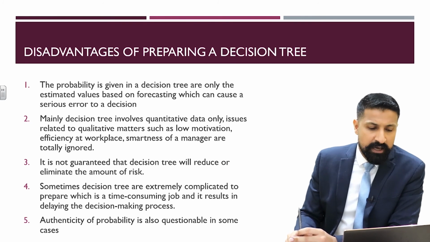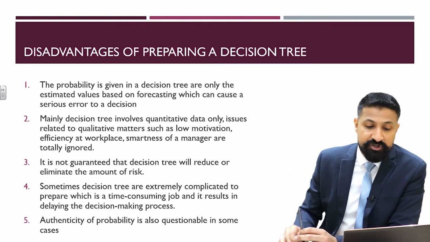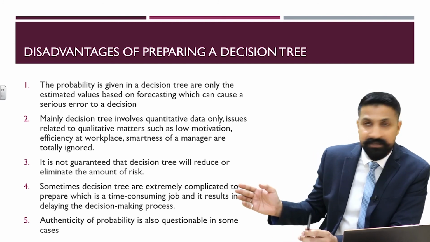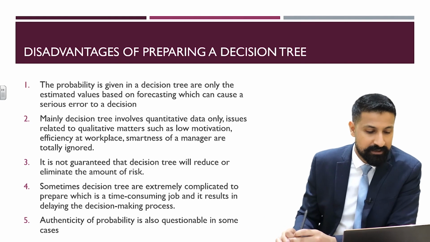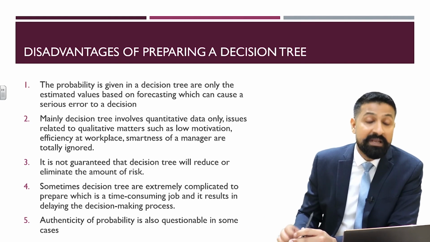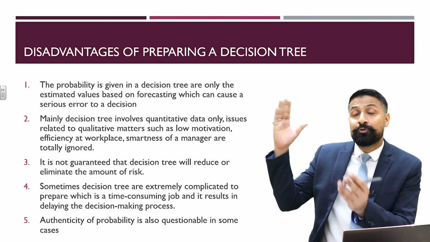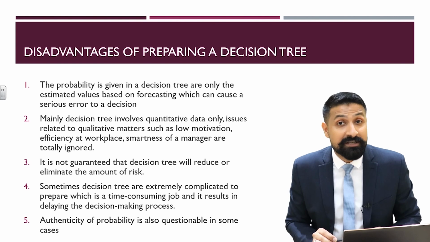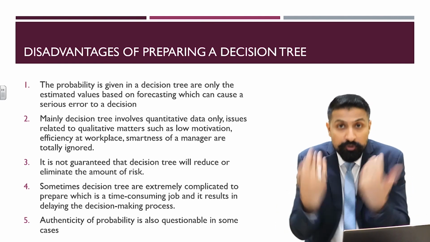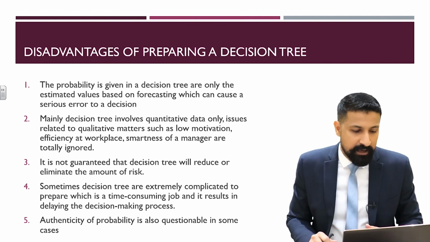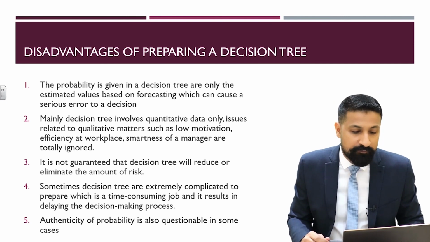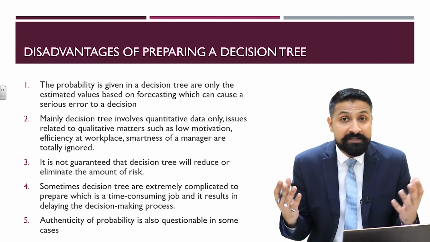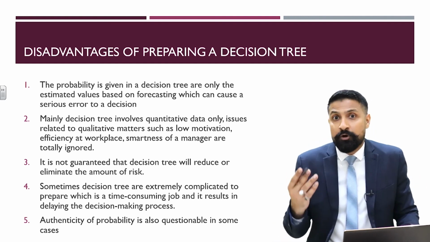Another disadvantage, it is also not guaranteed that the decision tree will reduce or eliminate the amount of risk. Obviously, there is no guarantee. You are just calculating it. Sometimes decision trees are extremely complicated. They are too big, and they are extremely time consuming as well, due to which the decisions are delayed. And the last thing is the authenticity of the probability is also questionable at times, because the probability number you are using, maybe it's not authentic. So that is also the case.